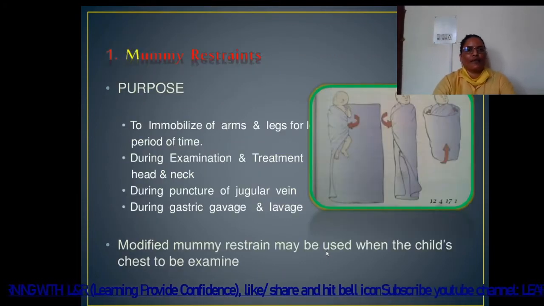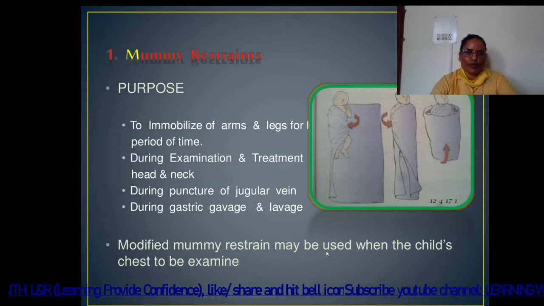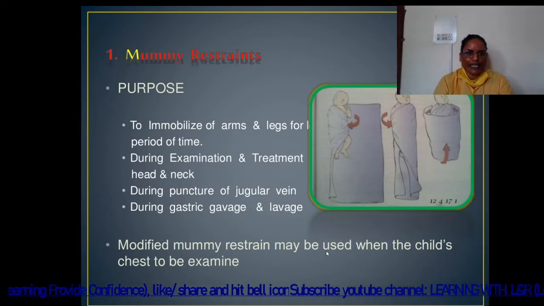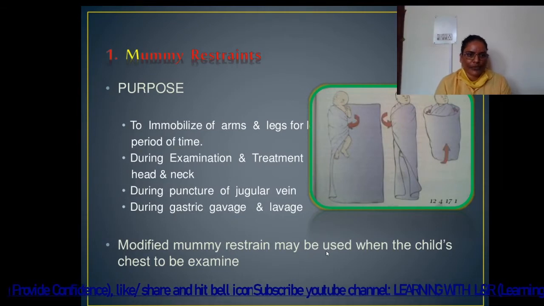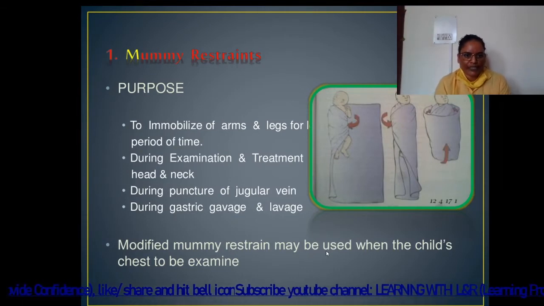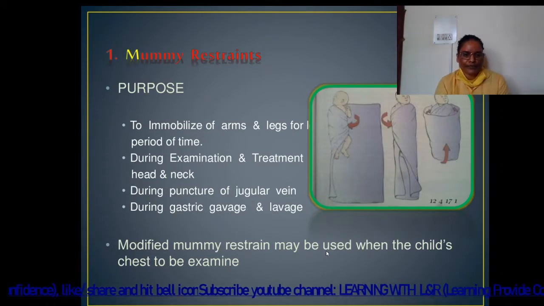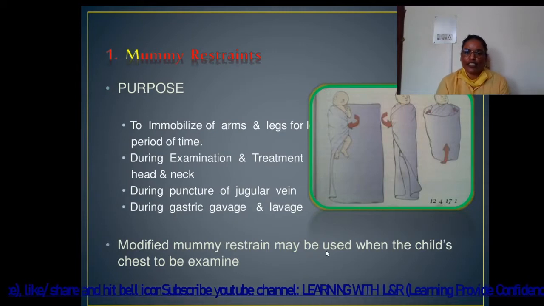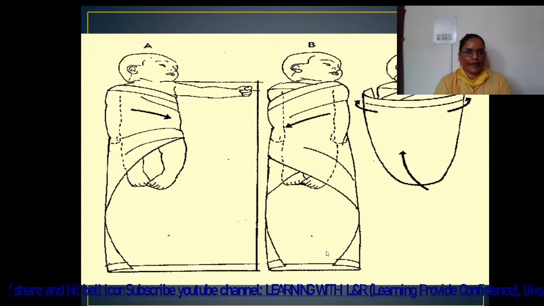After that, mummy restraints. There are various purposes of mummy restraints: to immobilize the arms and legs for a period of time, during examination and treatment of the head and neck, during puncture of the jugular vein, or during gastric lavage. A modified mummy restraint may be used when the child's chest is to be examined.